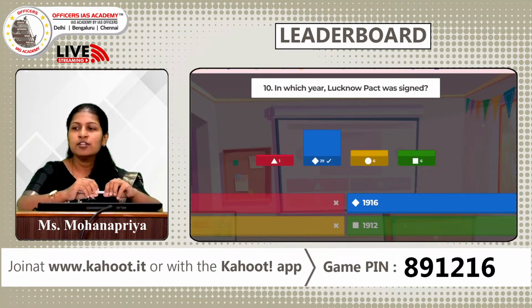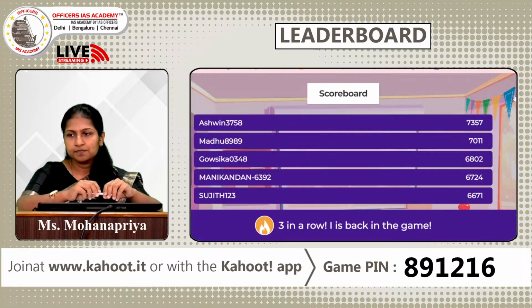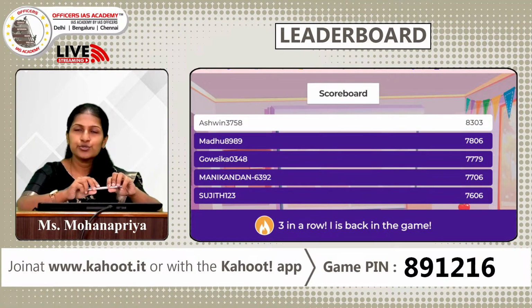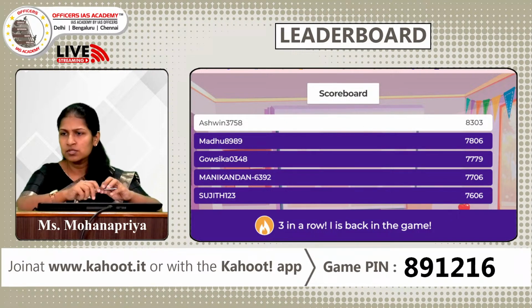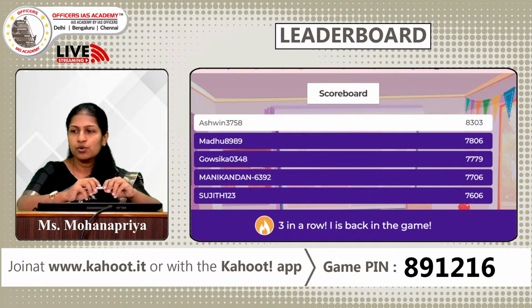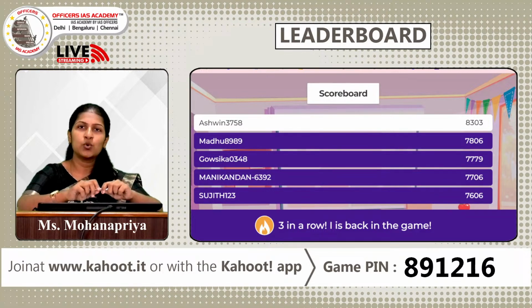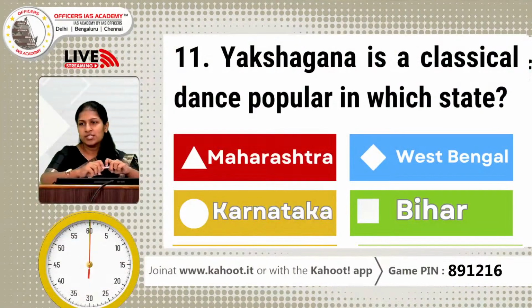Now let us have a look at the scoreboard. So Ashwin continues to retain his position. So Ashwin, followed by Madhu, Gaushika, Manigandan and Sujit. Good job. So we seem to have the same names which are continuing. 3 in a row. Yes, good job. Now others, you still have time. All that you have to do is just be quick in answering so that your points will increase drastically. So let us now move to the 11th question in today's quiz.